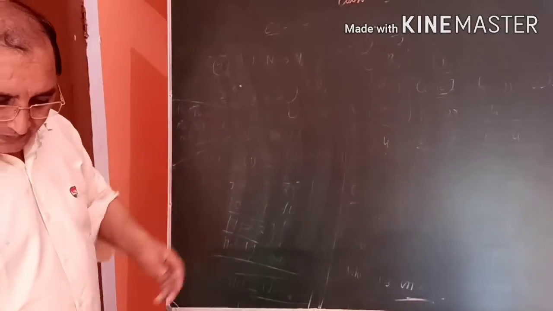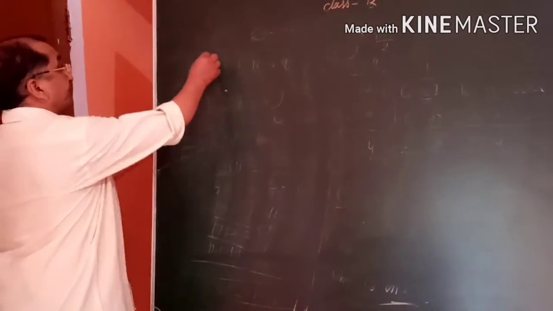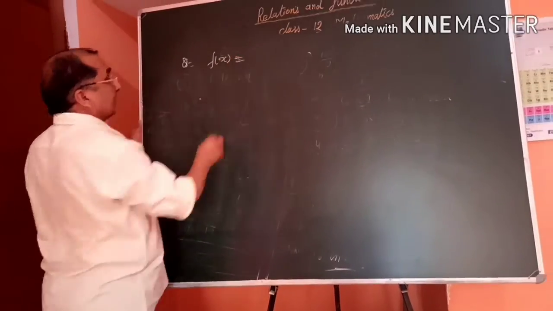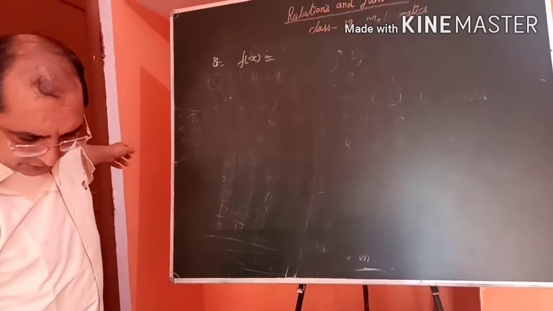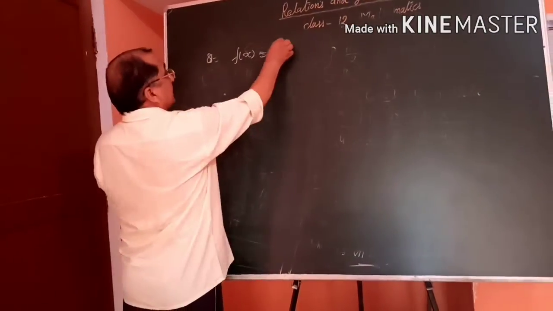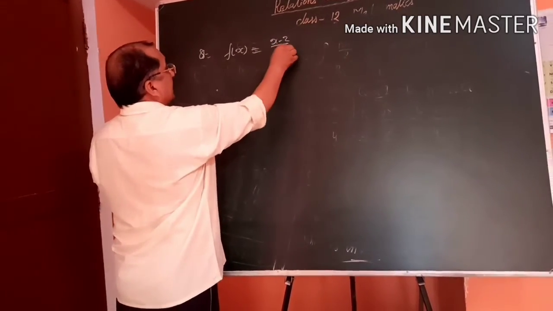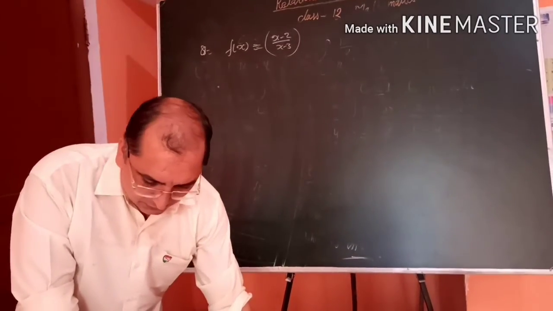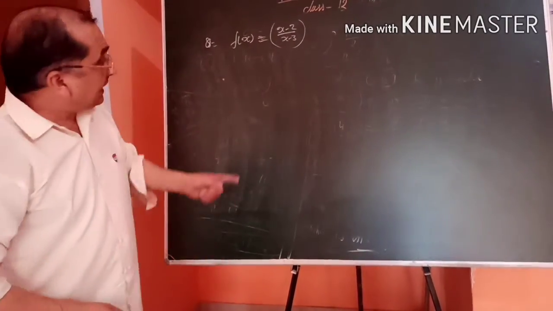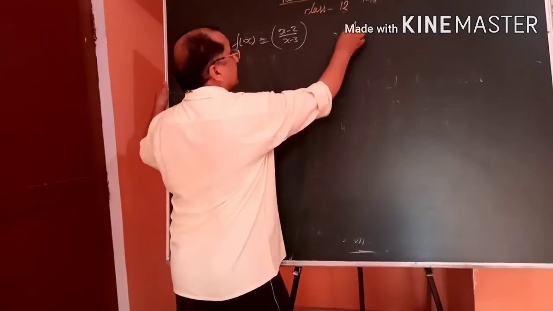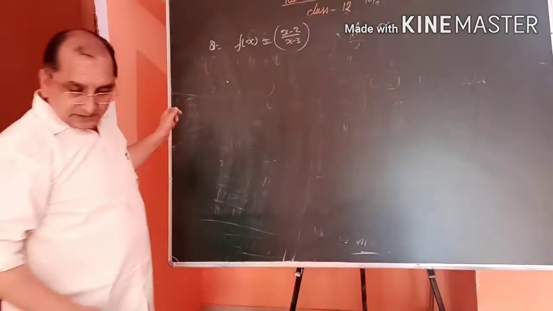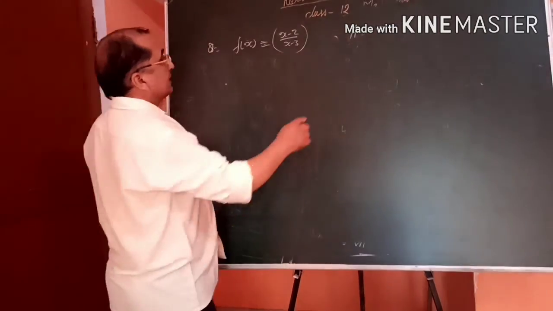Now see, f of x equal to x minus 2 upon x minus 3 is given, and here one more condition is given also. The set A means A equal to the real numbers minus 3.